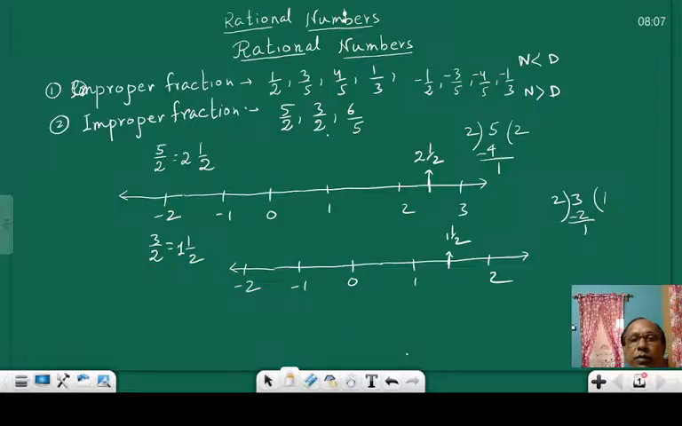Now the next number is 6 by 5. We will represent 6 by 5 in this way.